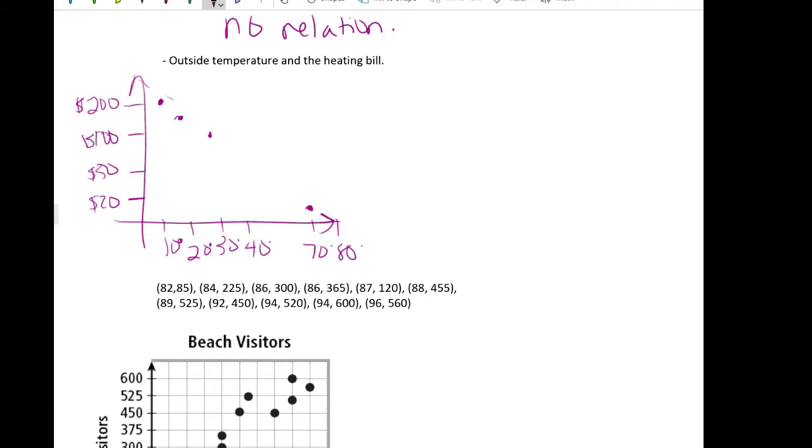And so what we see here is a negative relationship. As the temperature increases, your bill decreases. So this is a negative correlation.